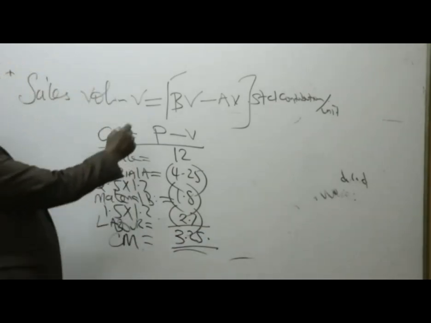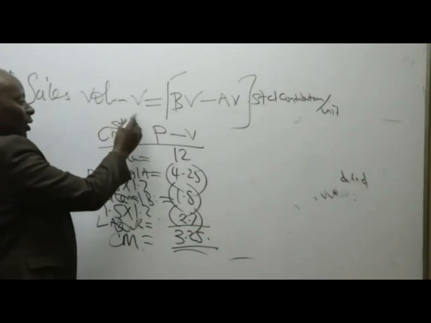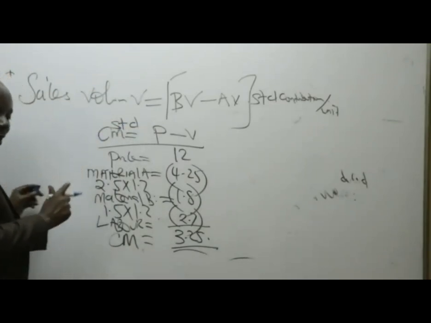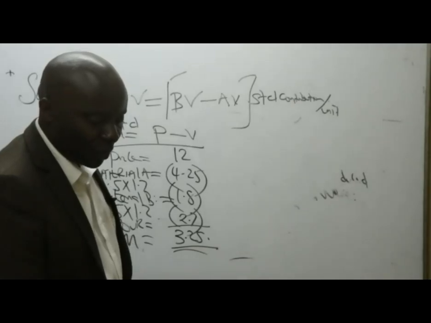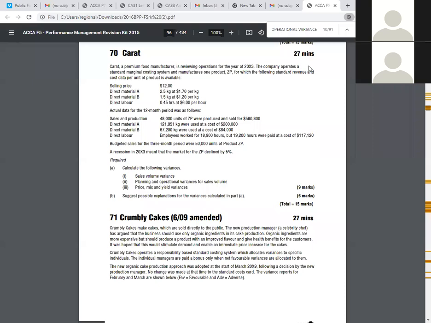Now come here, remember this is standard. Don't forget we are getting it from the standard. If you look at this, they want us to give them the standard contribution margin. And we have used the standard. Do you see here at the top? They have told you the company operates a standard marginal costing system where the standard revenue. So we have picked these figures to get the standard contribution margin.